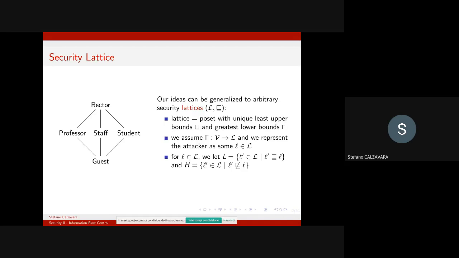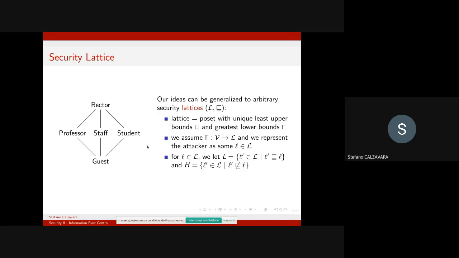And the key idea is that the attacker is essentially a guy who is sitting on some point of the lattice. Once we fix a point in the lattice, we essentially get a projection of the lattice, which is the public part of the information, and another part, which is the high part, which contains confidential information. For instance, if you think that the attacker is a professor, the professor might be able to read data which is labeled as professor or guest, but the professor must not be able to analyze data which is owned by the rector, the staff, or the student.